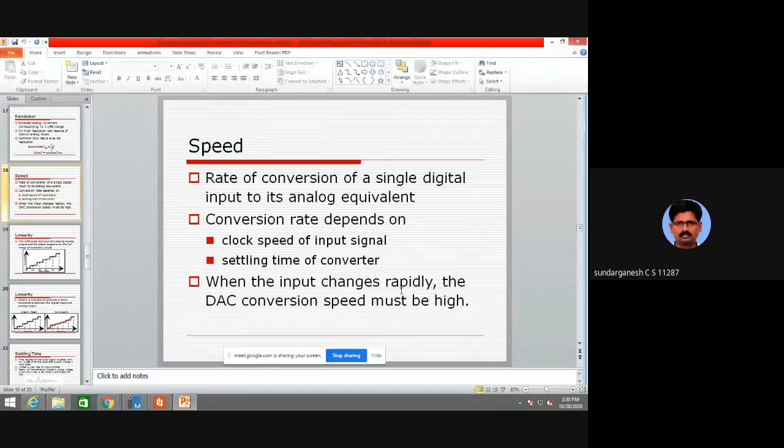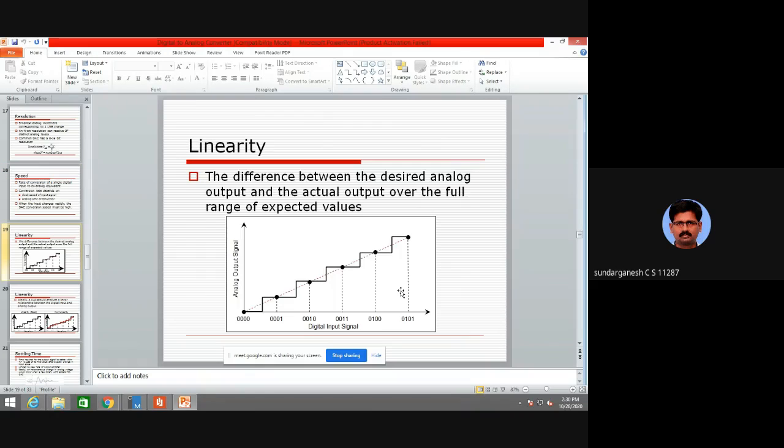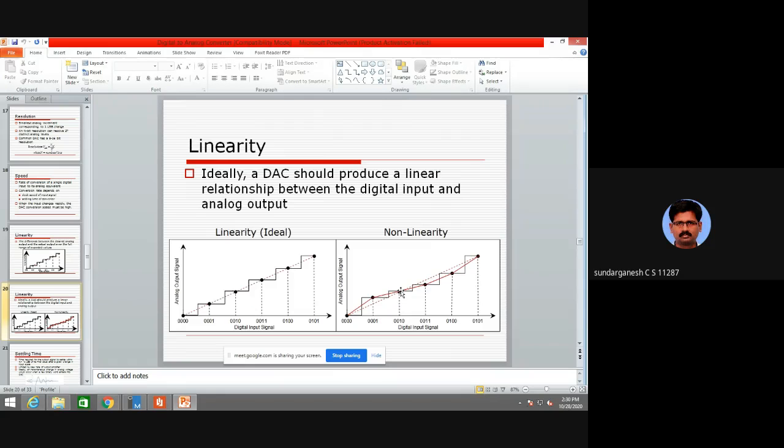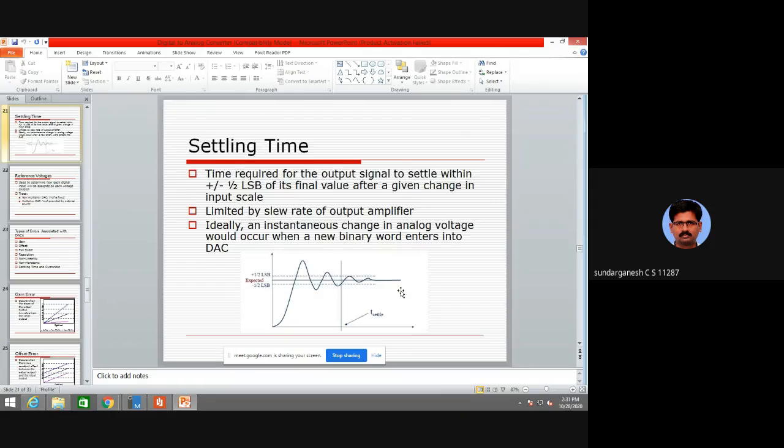Next, the conversion rate depends upon the clock speed and settling time. When the input changes rapidly, the DAC speed should also be high. Linearity means the difference between the desired output and the actual output obtained. So linearity means when the input changes, the output also changes. Settling time means the time required for the output to settle within plus or minus 1.5 LSB. It is controlled by the slew rate.